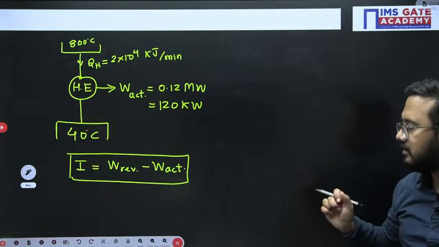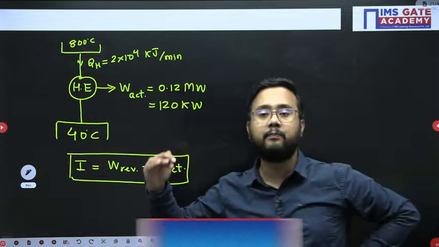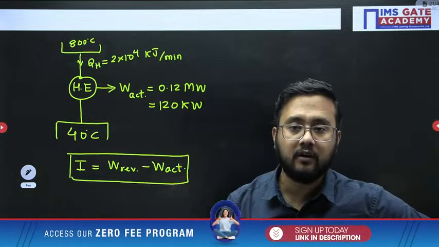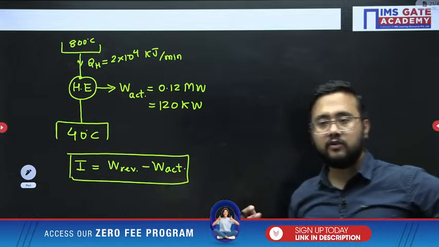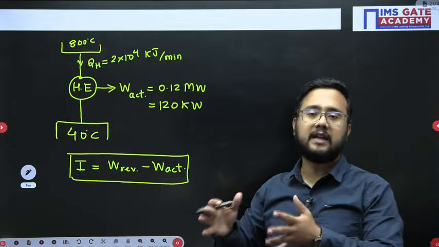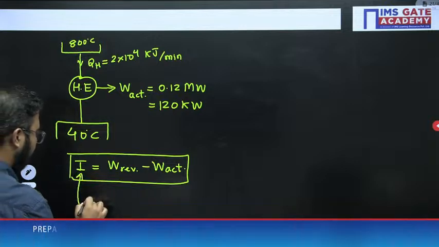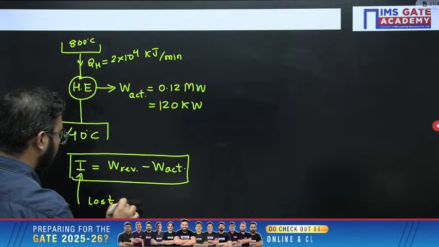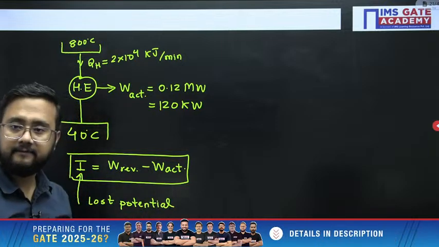Please understand what we are actually getting by the difference. Reversible is the maximum possible work it can perform, but it has performed actual work, which will be less than the maximum possible. So what is the difference? The difference is the lost potential. I is the lost potential. Understood, Aditya, now? Correct?